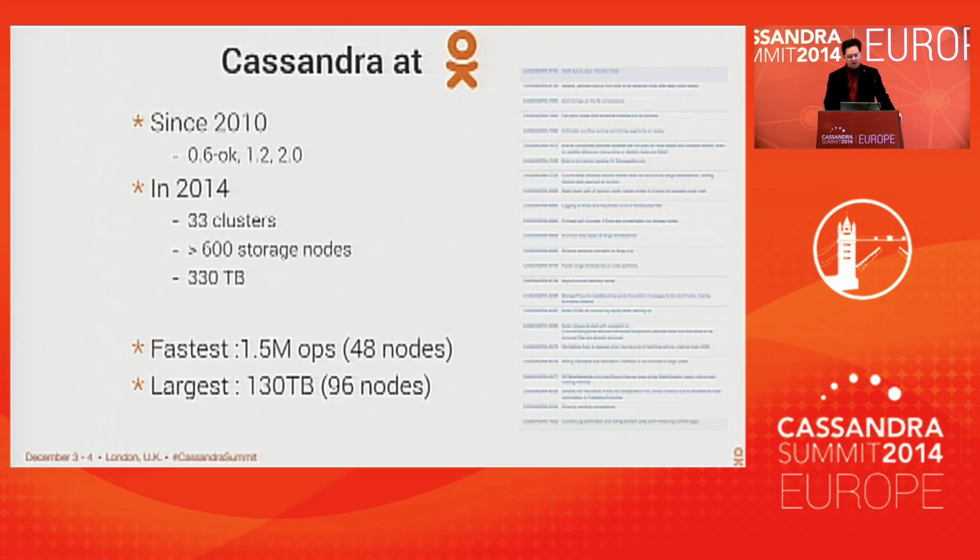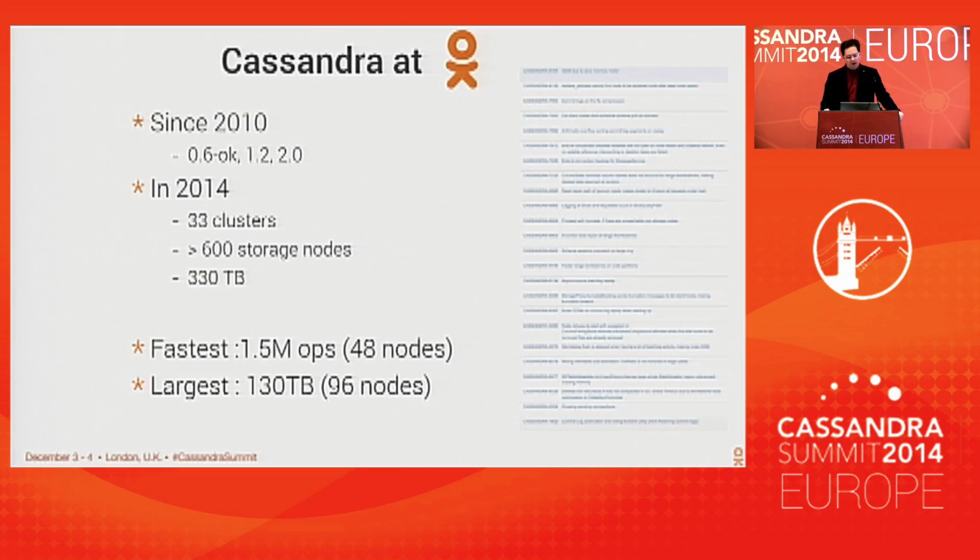This year we expanded our deployments of Cassandra. You can see the current deployment numbers here. More data and more clusters are managed by Cassandra now. Our fastest cluster is doing 1.5 million operations per second. Our largest one now stores more than 100 terabytes. But these clusters are more like usual NoSQL deployments.